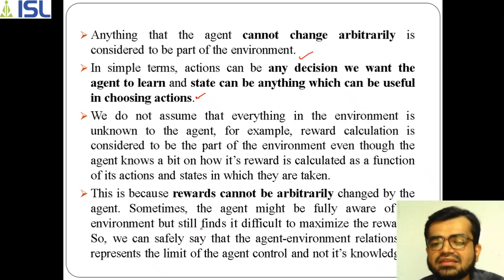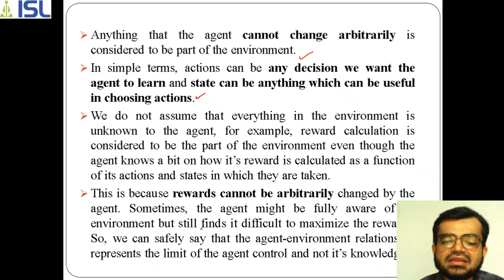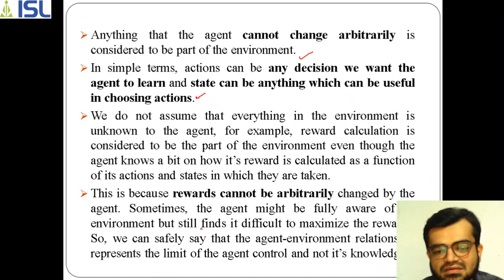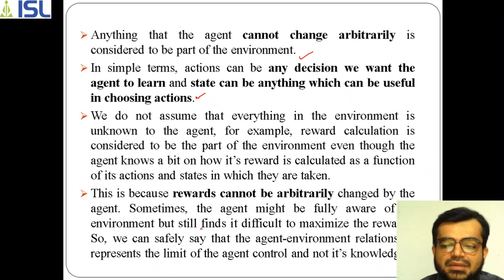So we can safely say that the agent-environment relationship represents the limit of agent control. There is some limit in agent control, which means the agent has some limitations. Even after having knowledge of the reward system, the agent can't control that reward system. That is why there are limitations in agents with respect to the environment.